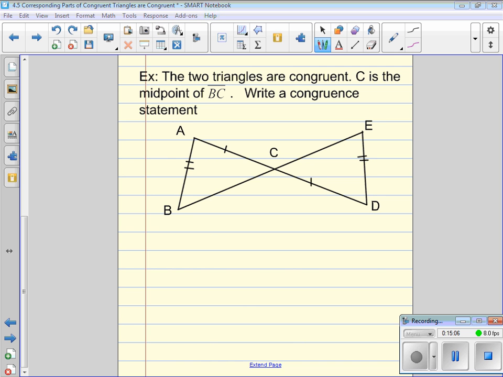So I now want you to go ahead and do this one. So it says two triangles are congruent. C is the midpoint of BC. Write a congruent statement. Okay, first of all, I'm going to go ahead and make sure I take care of what this is. This is information that's hidden from me that I haven't put in the drawing yet. So it says C is the midpoint of BC. And that should say BE. I'm sorry.